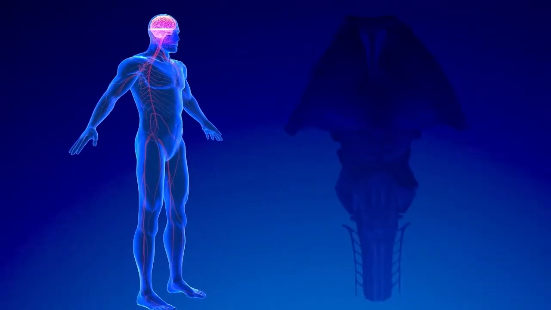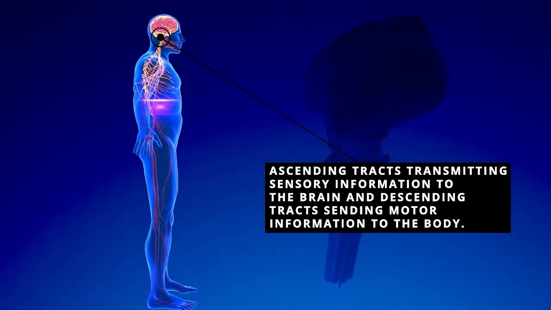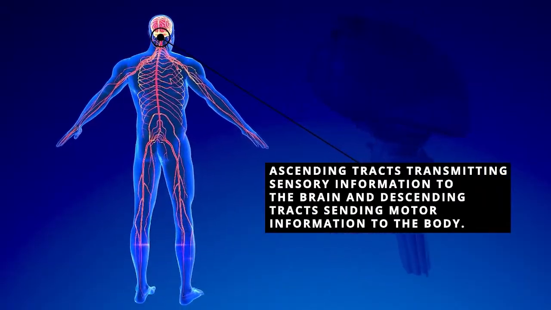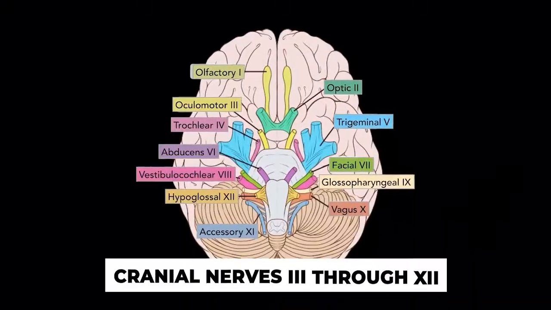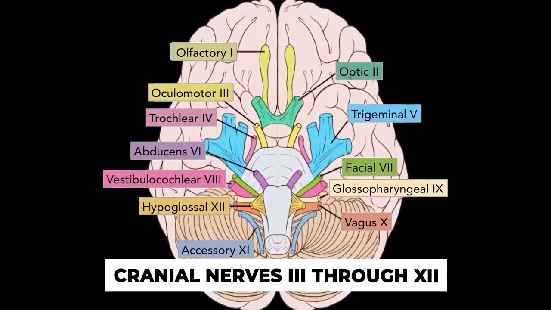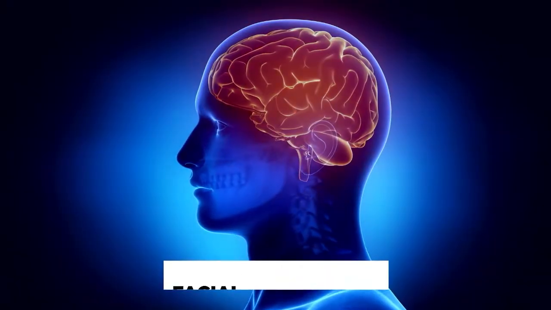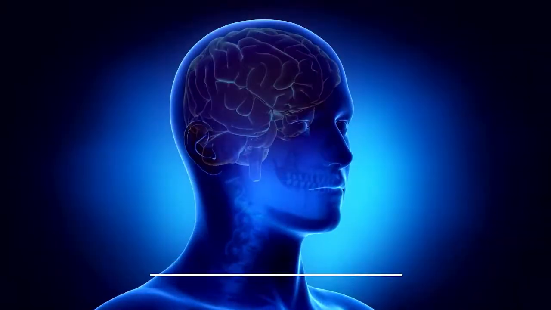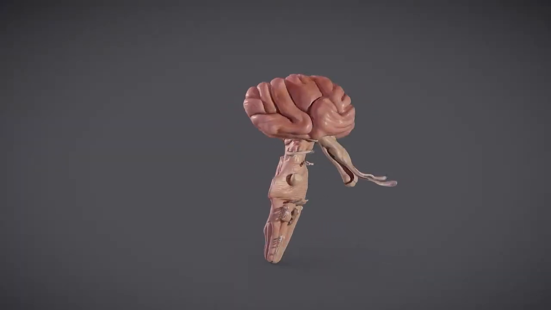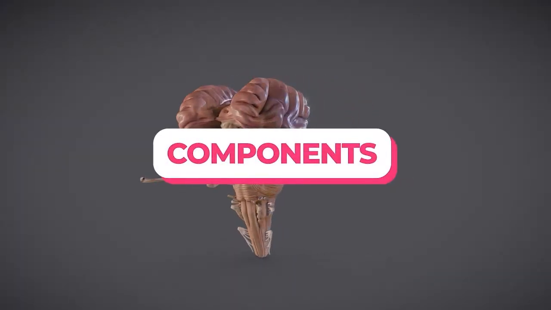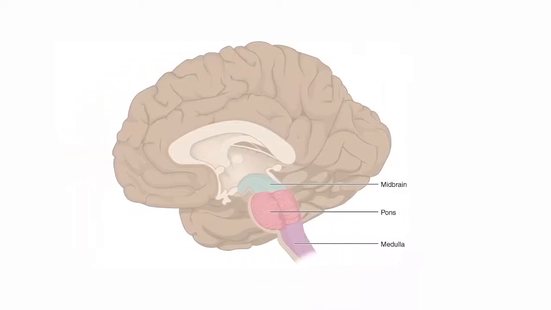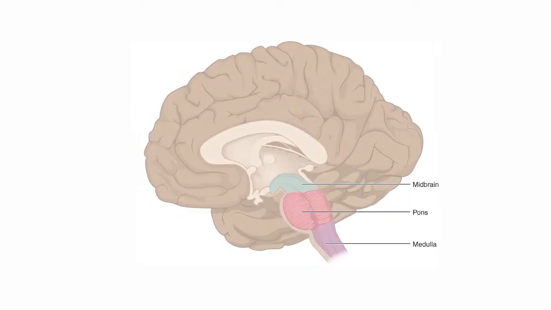The brainstem serves as a conduit, with ascending tracts transmitting sensory information to the brain and descending tracts sending motor information to the body. Cranial nerves 3 through 12 originate from the brainstem, controlling functions such as facial expressions, swallowing, and sensation in the face. Here's a detailed look at brainstem components. The brainstem can be divided into three main structures, each with specific features and functions.